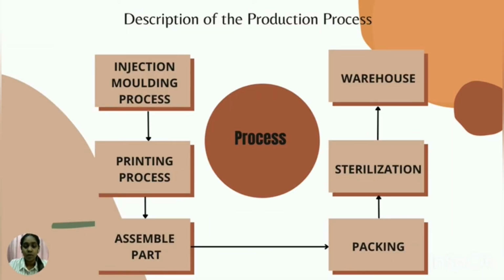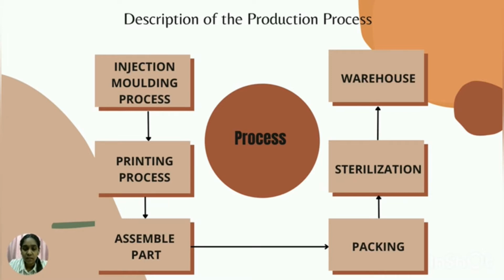Okay, now we're going to see the description of each process. Basically, injection molding is where the machine receives the granule injection molding material from the hopper source, and it is melted and injected into the single mold. The next process is the printing process. The label is printed on the barrel according to the accurate units. These labels are used to measure the volume.